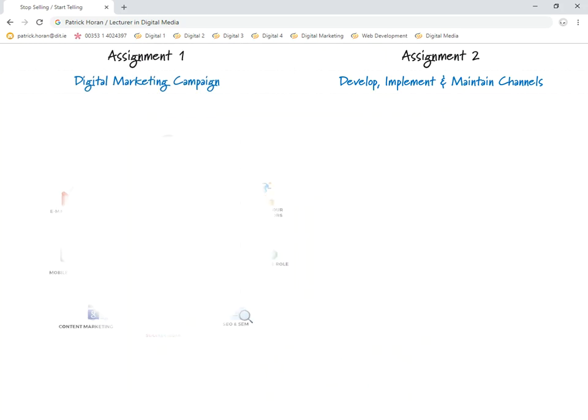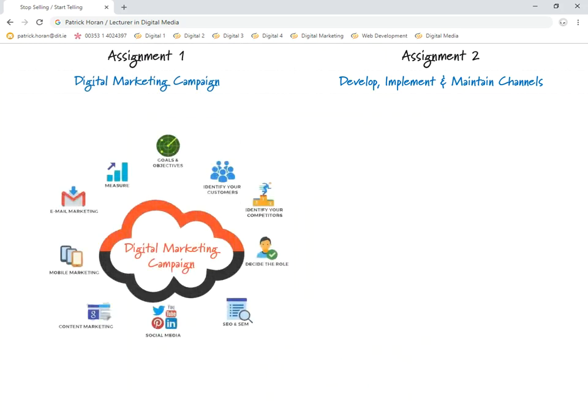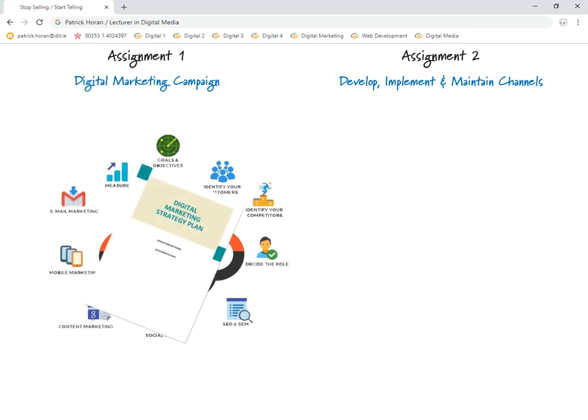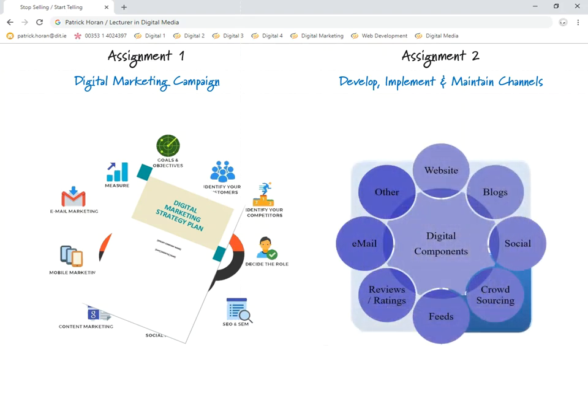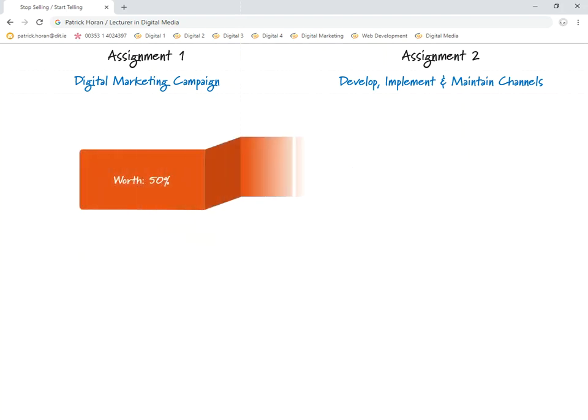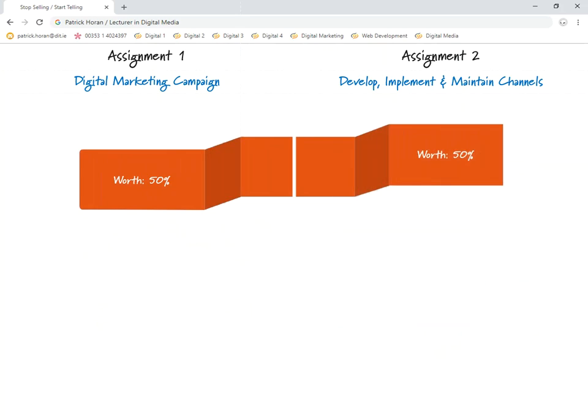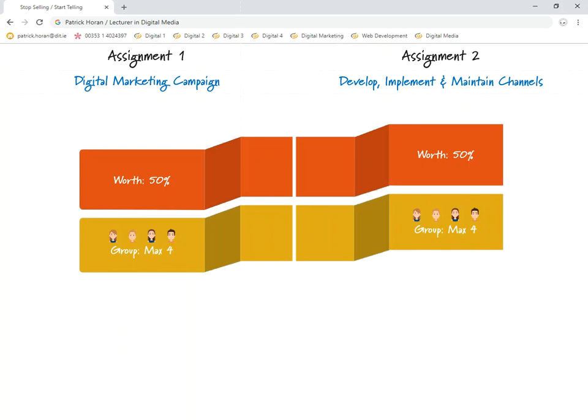Just to recap, assignment 1 is all about creating a digital marketing plan, and assignment 2 is creating the channels that you've decided to implement in assignment 1. Assignment 1 is worth 50% of the module, and assignment 2 is worth 50%. The maximum group is 4, and as I said, you can do it as an individual if you want to, or in a group of 2, 3, or 4.